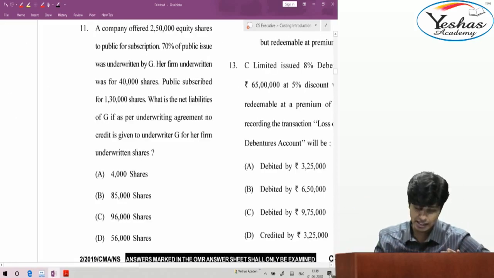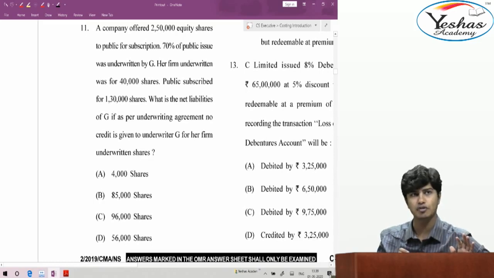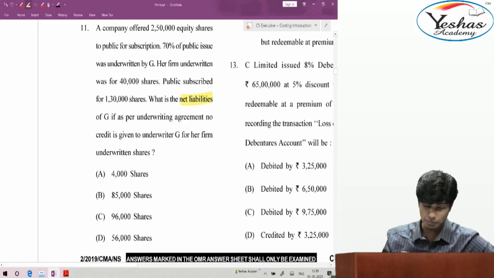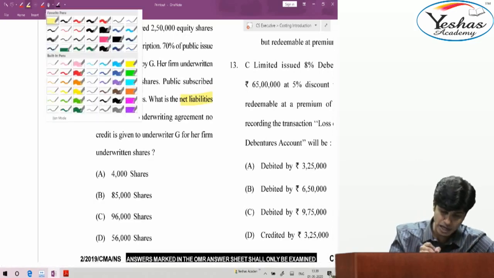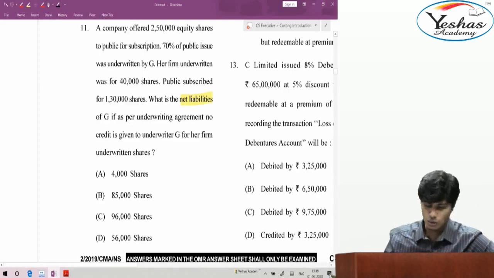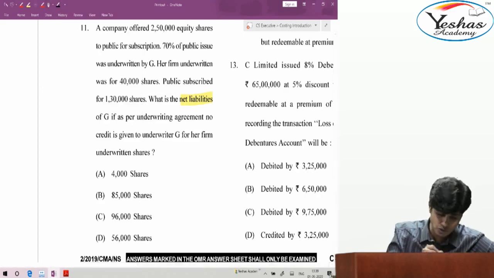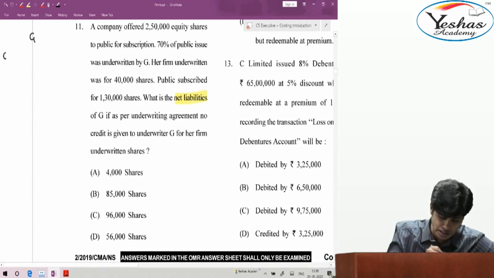So they're basically asking us the net liability. That is the total number of sad purchase that the underwriter is supposed to do. You get that? The company offered 250,000 equity shares for public subscription. 70% of the public issue is underwritten by G. So underwriter G, how much is the gross liability?